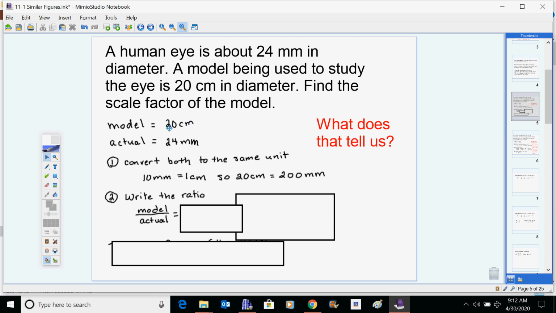I want to compare millimeters to millimeters when you're trying to find your scale factor. Since there are 10 millimeters in a centimeter, and we went over that before, that means that 20 centimeters equals 200 millimeters. And if you need to go back and review that in your notes, then please do. Okay, so the next part is that if we want to write the ratio of that, we're comparing the model, which is 24.